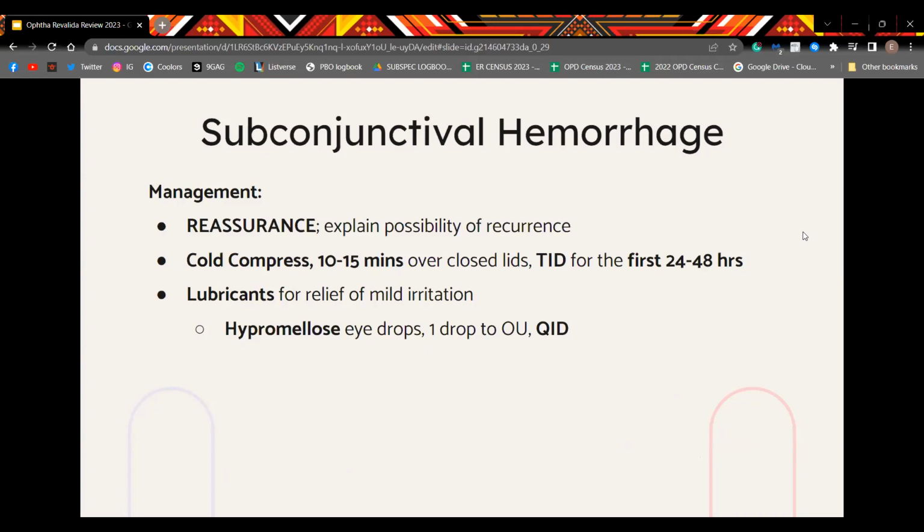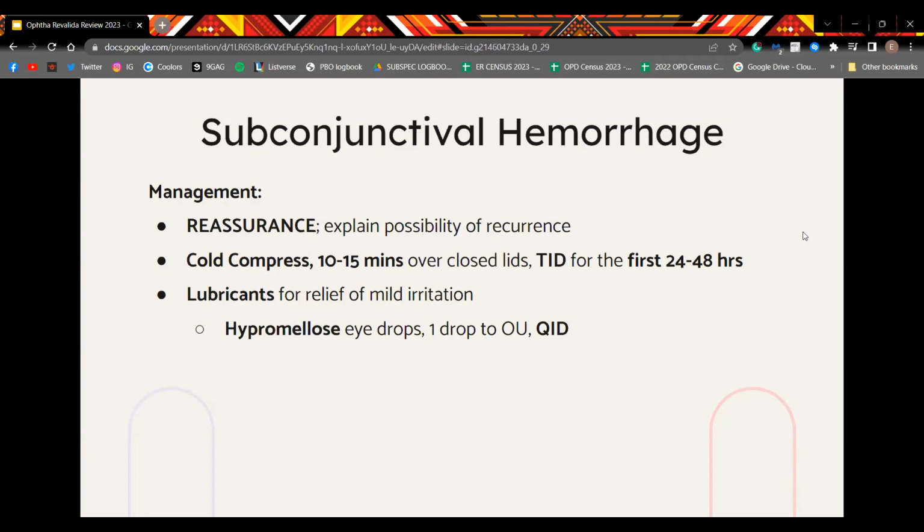So, ang management is mostly reassurance lang, no? We need to explain to the patient na this will resolve on its own, na pwedeng maulit-ulit due to the presence nung risk factors pa rin, no? So, halimbawa, if may aspirin intake pa rin siya, syempre may risk of recurrence pa rin, ganun. And then we could also do cold compress for about 10 to 15 minutes, 3 times a day for the first 48 hours. So this would parang stop yung pag-progress nung hemorrhage. So parang pasa lang talaga siya na you put cold compress first 2 days.